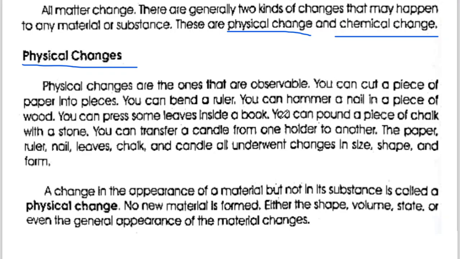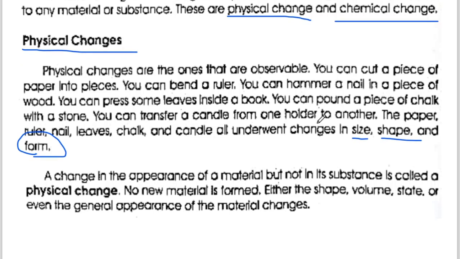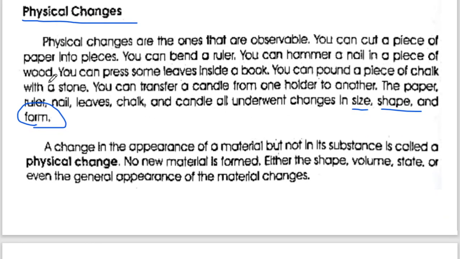It's just leaves, and then you can pound a piece of chalk with a stone. Still, it's chalk. You can transfer a candle from one holder to another. The paper, ruler, nail, leaves, chalk, and candle all underwent changes in size only. It changed only in shape and form. Okay? So that is what we call physical changes.